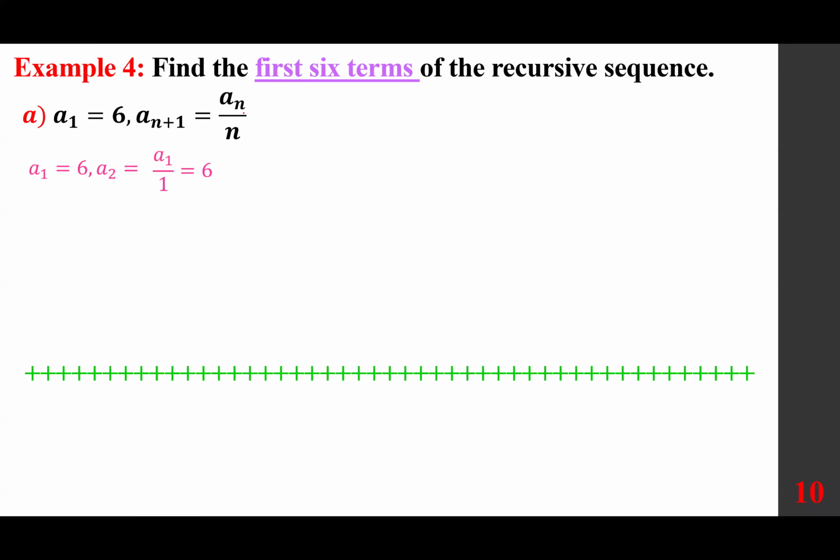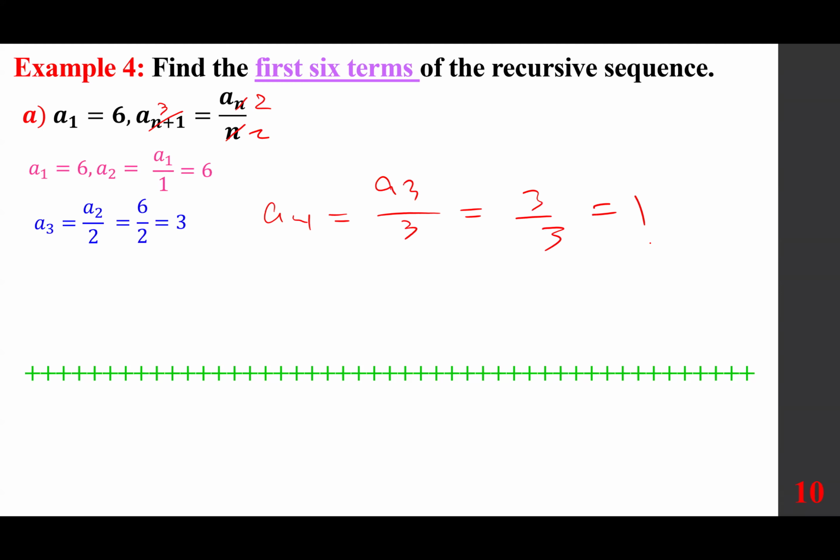So if I want the next one, that means I want this one to be a sub 3. So I go to the previous one, 2, divided by 2. That means 6 over 2, which is 3. If I want a sub 4, I'll go to the previous one, 3, and divide by 3, which is 3 over 3 equals 1. I highly recommend you work on these two. Make sure you get the same answer I have here for practice. So that's the first question.